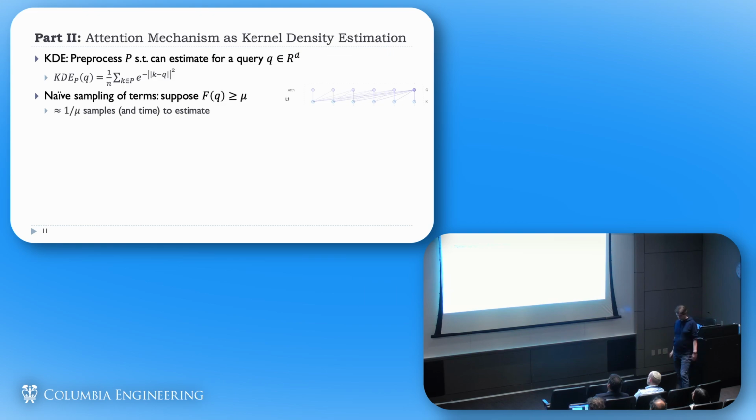What can we do for it? A simple approach to this problem is to estimate this for a particular query without any preprocessing. Let me just sample a bunch of terms here and reweight accordingly, and this will be my estimate. Suppose the KDE value is at least mu. This is our lower bound estimate. Then it turns out that taking something like 1 over mu epsilon squared samples and time will be enough to estimate this KDE value.